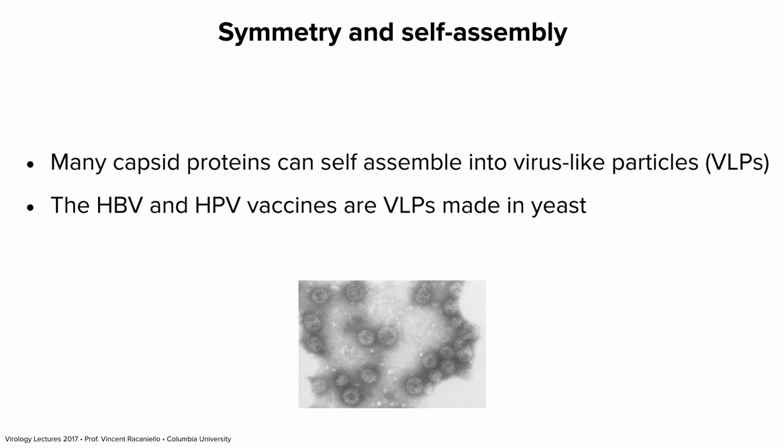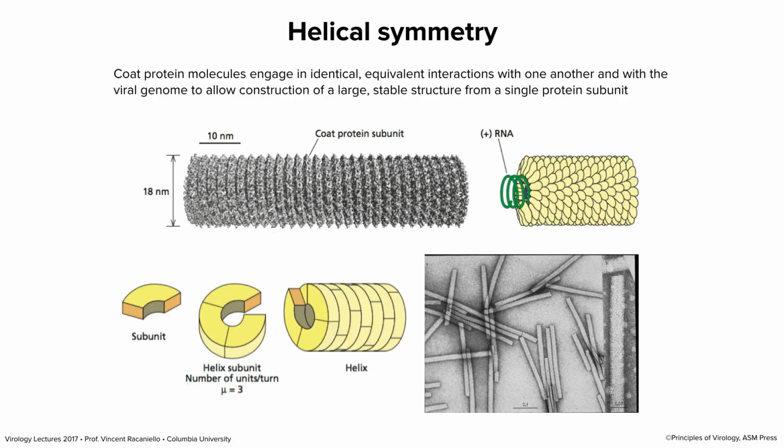And for some vaccines, that's a nice way to make a vaccine. It's quick, and you don't have to worry about infectivity. We'll talk about that much later when we talk about vaccines. So the rules of symmetry allow you to make virus-like particle vaccines. All right, let's look at them in some detail.